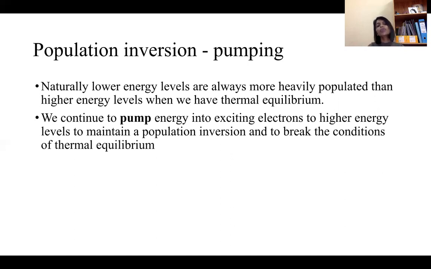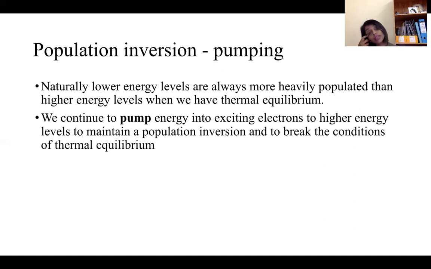Then what we do is we continue to pump energy into the system. It can be incoming light, right? It can be an electrical charge. It can be heating of the material, or it can be a chemical reaction happening inside the medium.